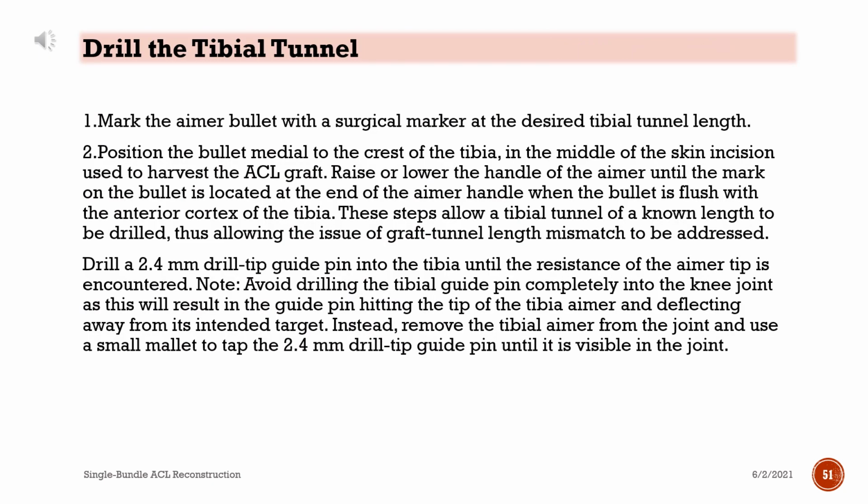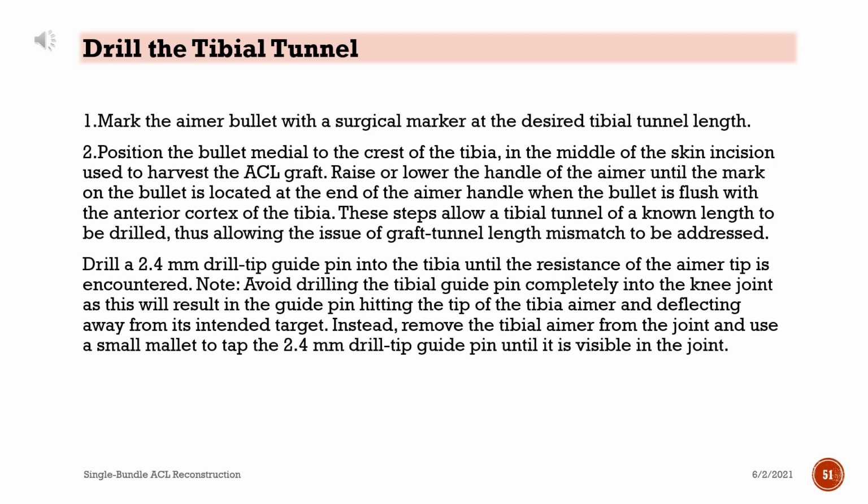Mark the aimer bullet with a surgical marker at the desired tibial tunnel length. Position the bullet medial to the crest of the tibia, in the middle of the skin incision used to harvest the ACL graft. Raise or lower the handle of the aimer until the mark on the bullet is located at the end of the aimer handle when the bullet is flush with the anterior cortex of the tibia. These steps allow a tibial tunnel of a known length to be drilled, thus allowing the issue of graft tunnel length mismatch to be addressed.